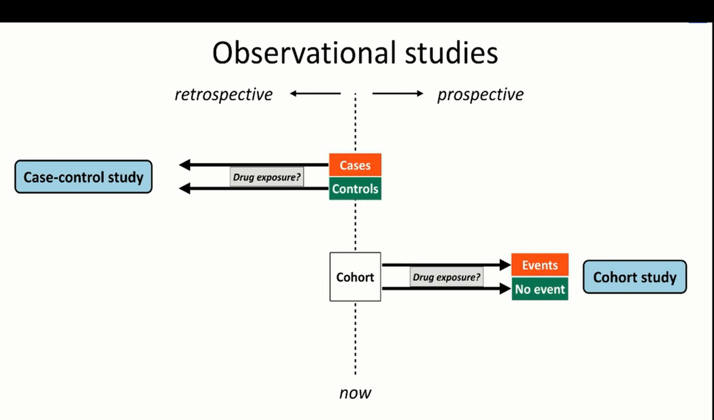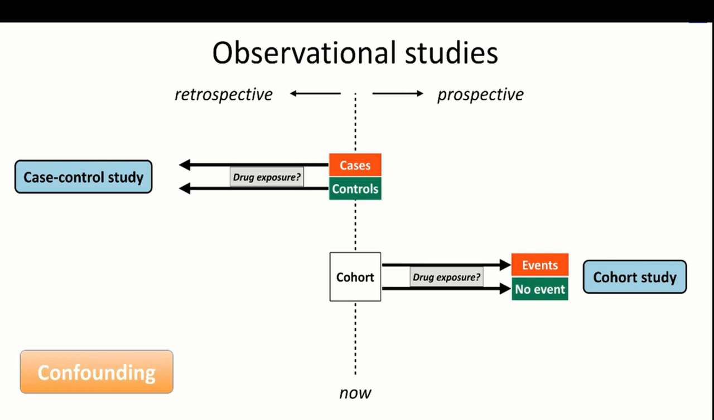A major weakness of observational studies is confounding. This describes the potential for an association between a drug and an event to occur for reasons other than causation. There may be confounding factors that mean that patients who go on to develop events are more likely to be prescribed the drug of interest.